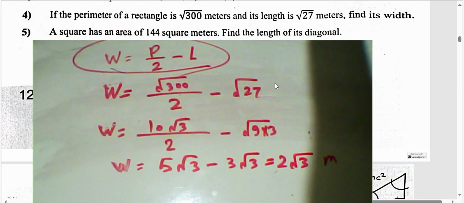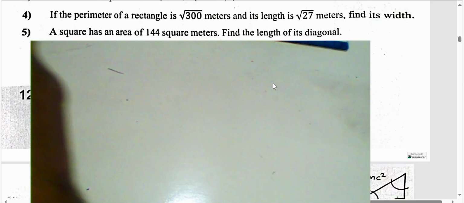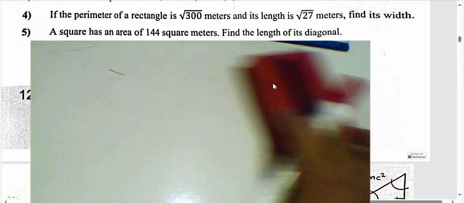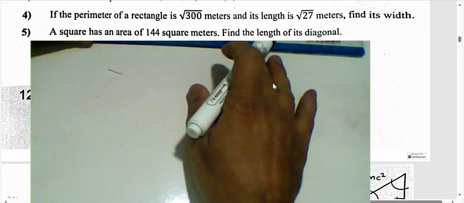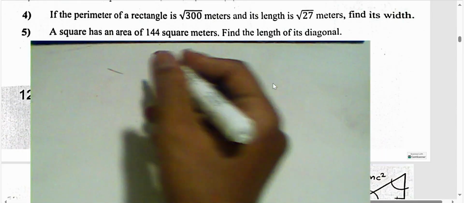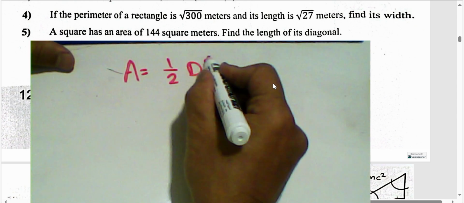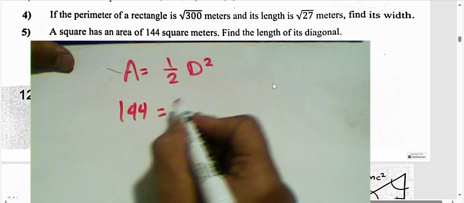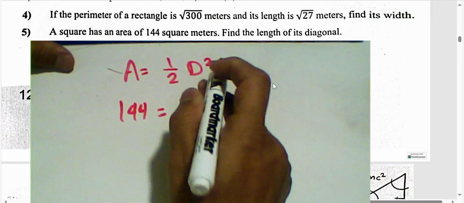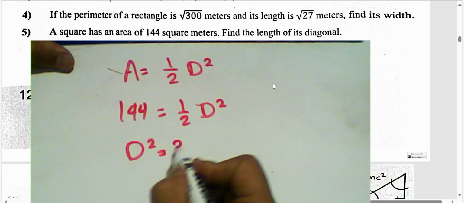Next question. He gave us here a square that has an area of 144 square meters. Find the length of the diagonal. Okay. We know the area of a square equals half diagonal power 2. The area will be 144 equals half diagonal power 2. Then the diagonal power 2 equals 2 multiplied by 144.